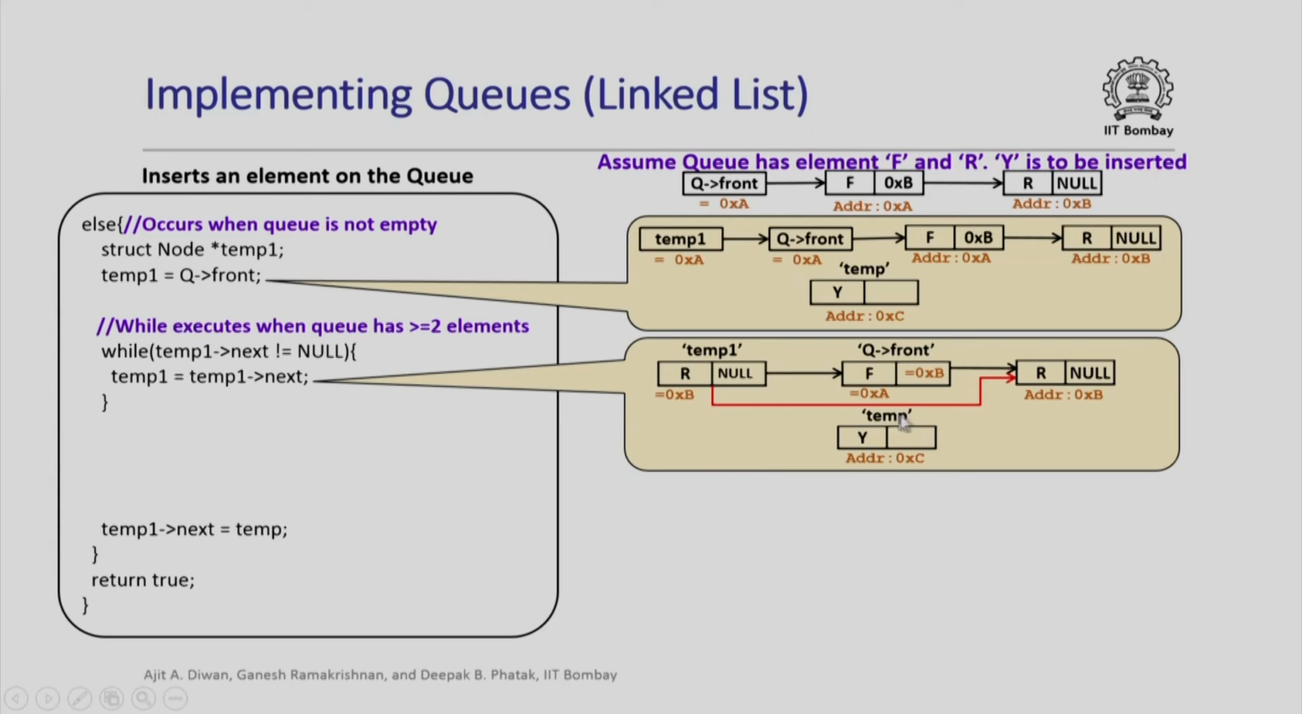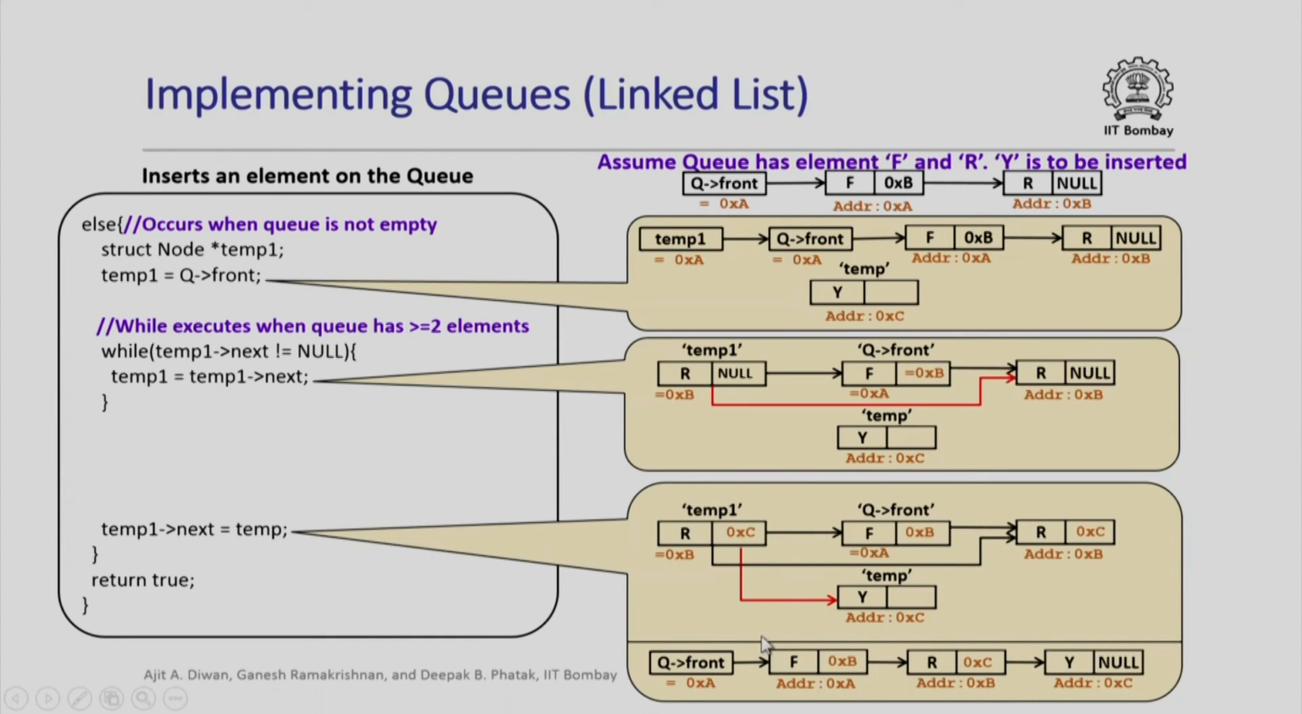That means this temp now, which was y, will now get added in this fashion. Queue front will point to f, f will point to r, r will now point to y and y will point to nothing. This is how my entire queue is created. So, very simple and straightforward. Just note one fundamental difference. In case of array, we kept pushing elements to make place at the end of the queue. In case of a linked list, we merely traverse the linked list to go to the last element and attach the new node to the last element.